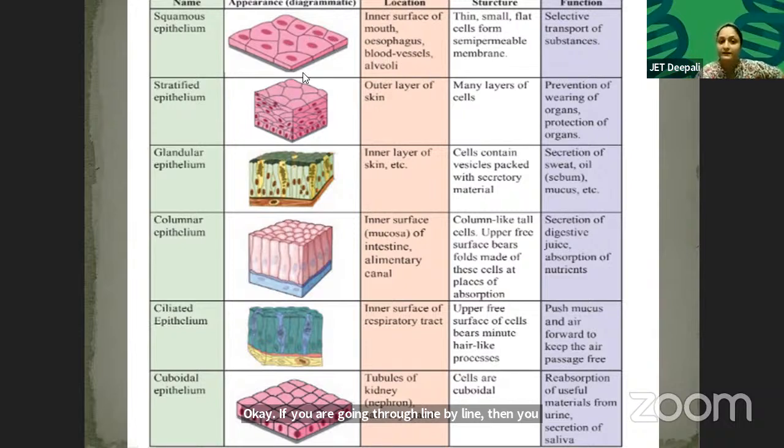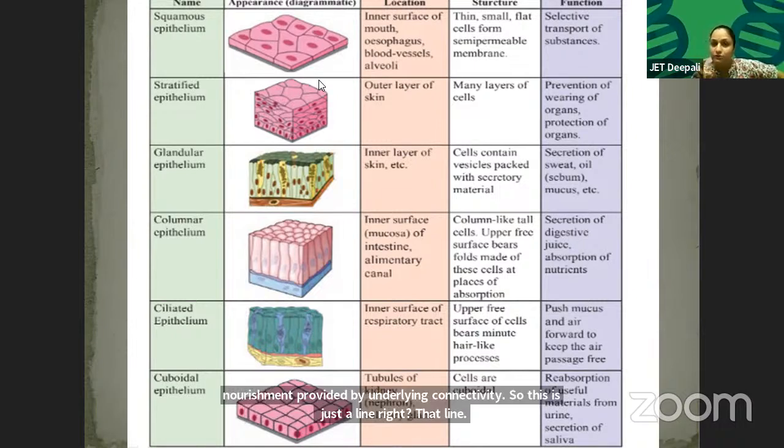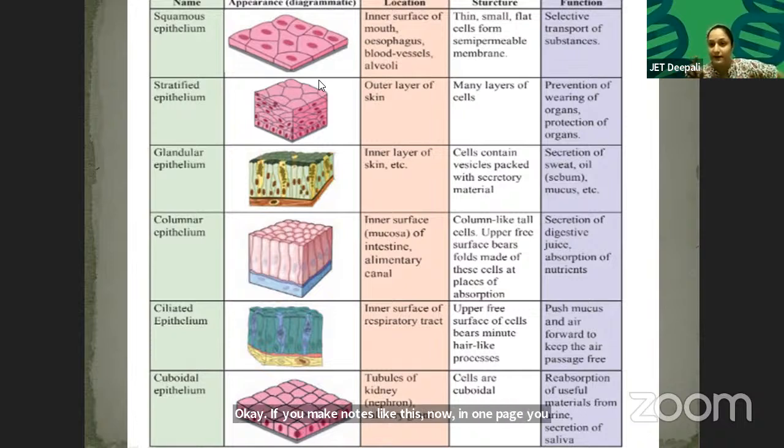Okay, this is a stratified layer, and underlying connective tissues are there. This is the basement membrane. There's no blood supply. Why is there no blood supply? Blood supply is missing, and nourishment is provided by the underlying connective tissue. So this is just a line. Write that line. If you make notes like this, in one page you will cover the squamous epithelium along with the diagram. And practice this.